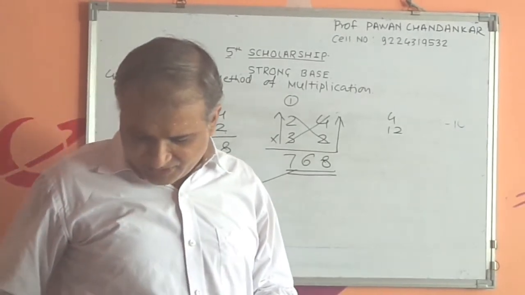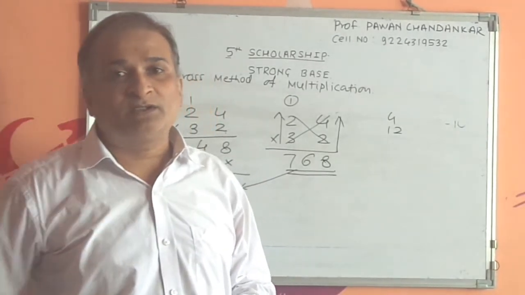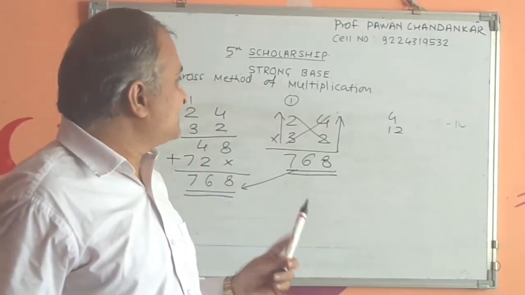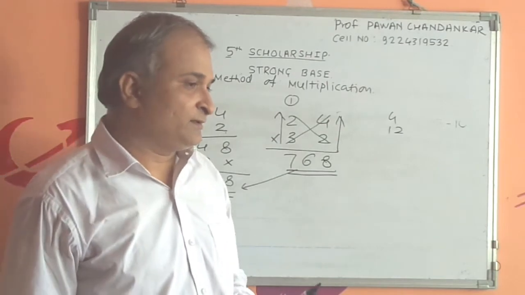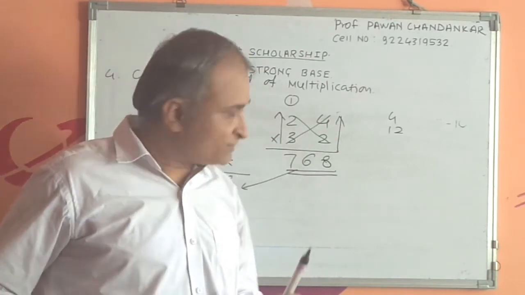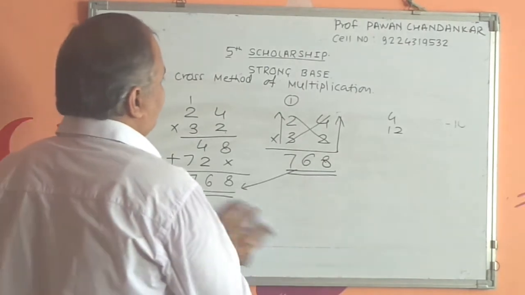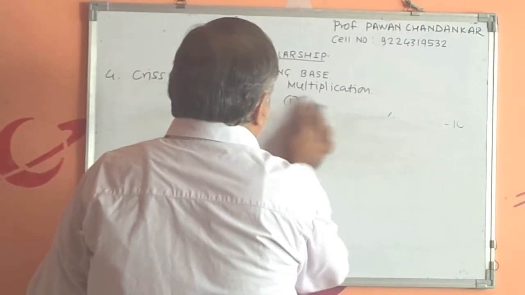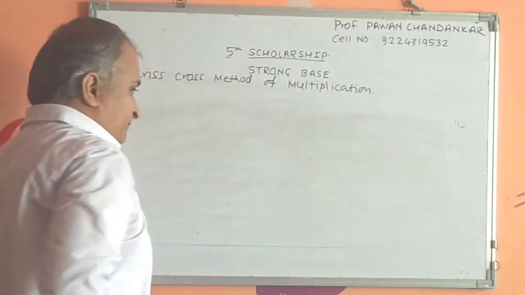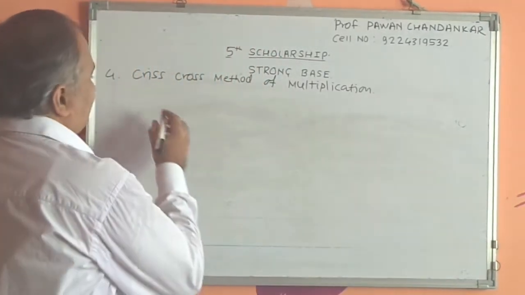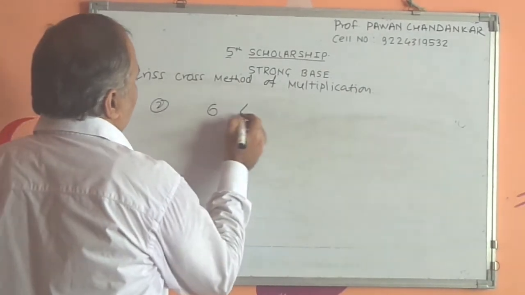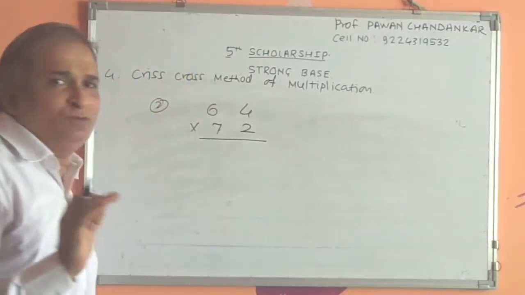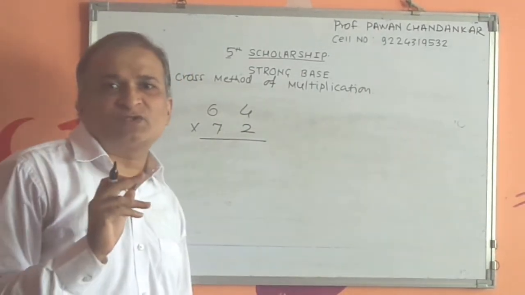Let me illustrate this same method with another example. Yes, let me erase the board first of all. The next example, yes kids, 64 multiplied by 72. Now the traditional method all of you know. I would like to explain the crisscross method of multiplication.